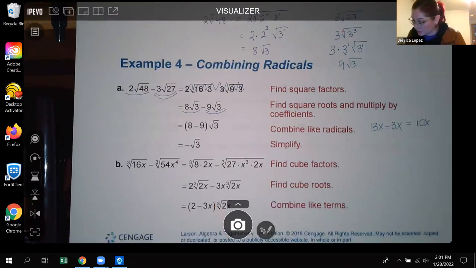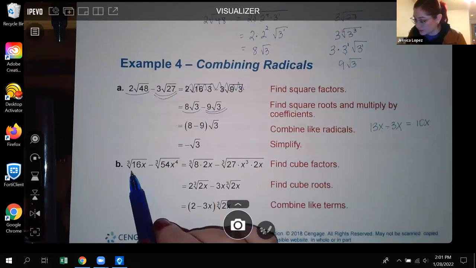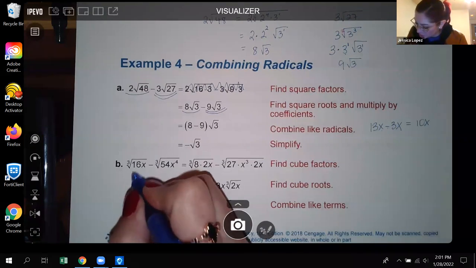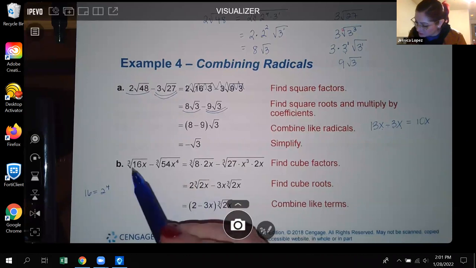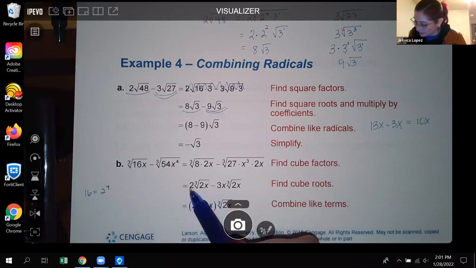Now, same thing for here. Again, we can go through it. 16 is actually going to be 2 to the fourth. So that means 2 to the fourth, if you're doing the cube, that means 1 will come out and 1 will stay in. You got 1, 2 out and 1, 2 in. This doesn't have any exponents, so it stays.